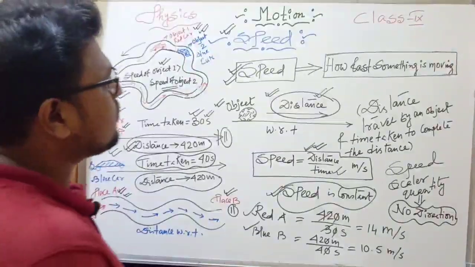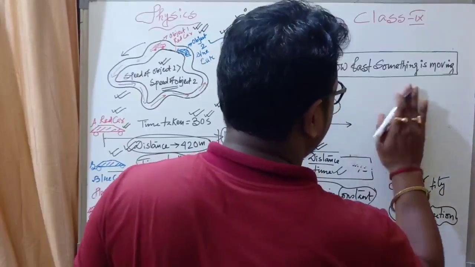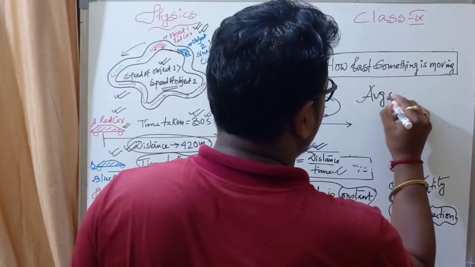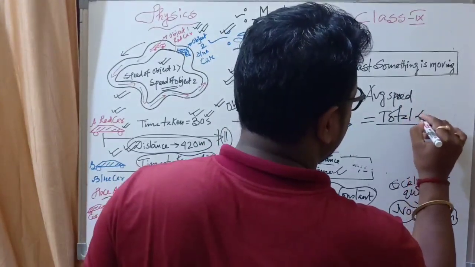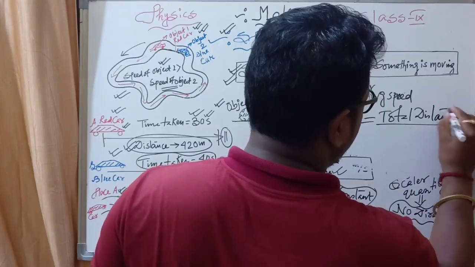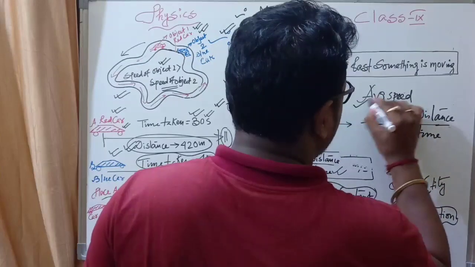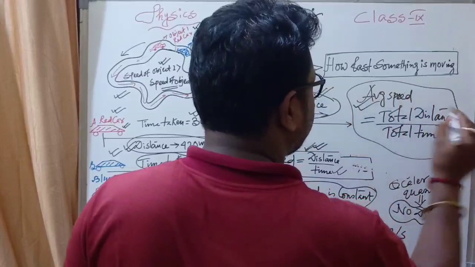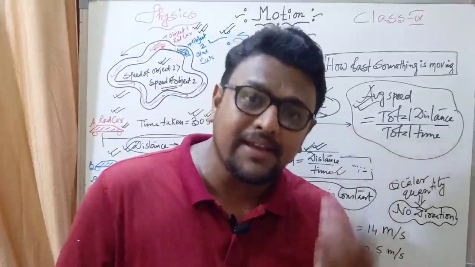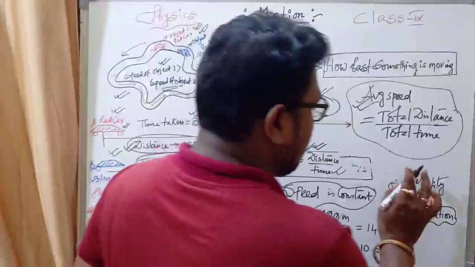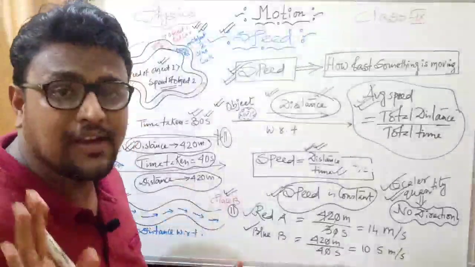So whenever you find average speed, that is total distance covered by total time taken. This is the basic concept of speed. And speed, as it has no particular direction, has only magnitude. That's why speed is always a scalar quantity. That means it has no direction.